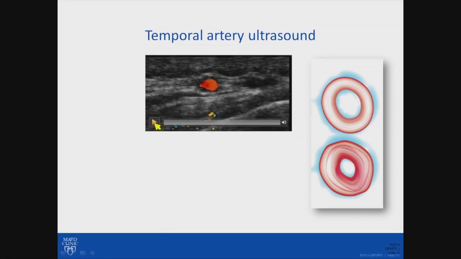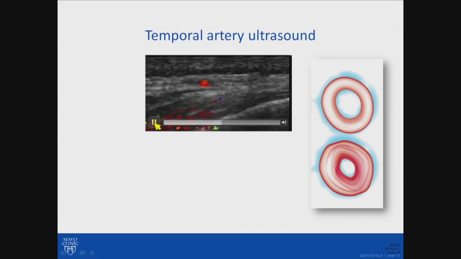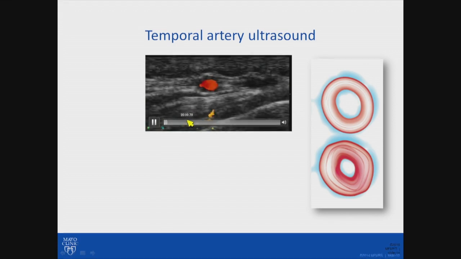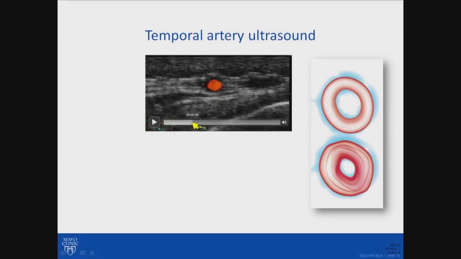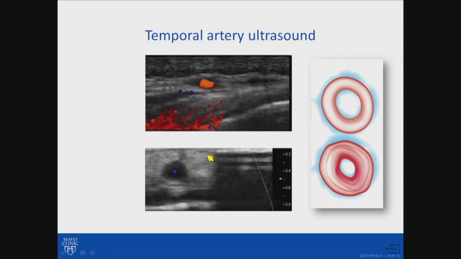So this is an ultrasound of a normal temporal artery. And what you're seeing here, if I can just pause this for a second, is a blood vessel. And this is the temporal artery right here. And the red blob in the middle is blood flowing through. So this is a normal blood vessel where there's a nice, wide, open channel of blood getting through the artery. But what happens in the context of vasculitis?